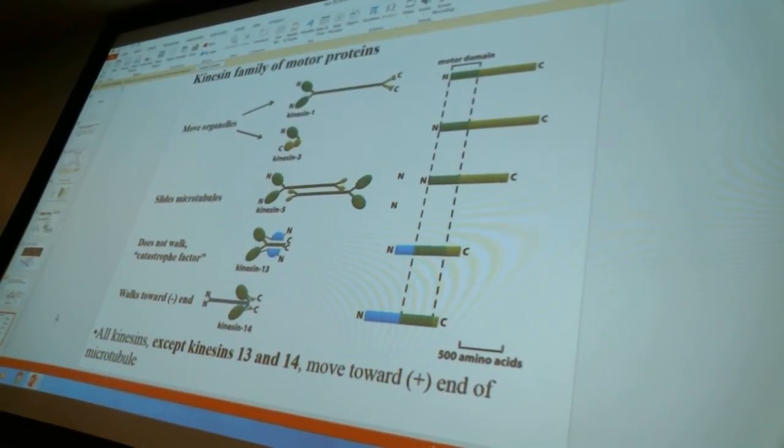Now, kinesins are very similar in the motor domain to the myosins, although the rest of their body is quite different. As you may remember, the sequence of myosins and kinesins is different, but the overall domain structure is very similar within the motor domains. And if you look at the kinesins overall as a family, pretty much all of them will be moving toward the plus end, except two, 13 and 14. 14 will be moving toward the minus end, but 13 is the catastrophe factor that I've already mentioned. That is important for microtubule stability.